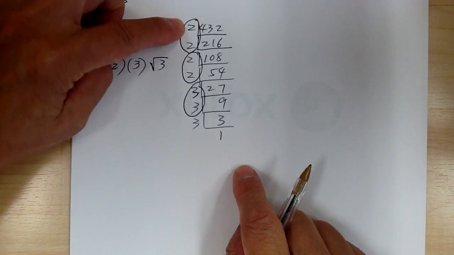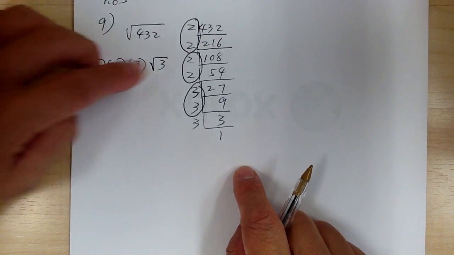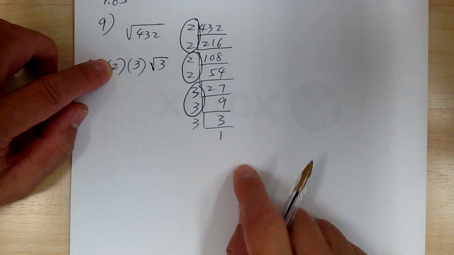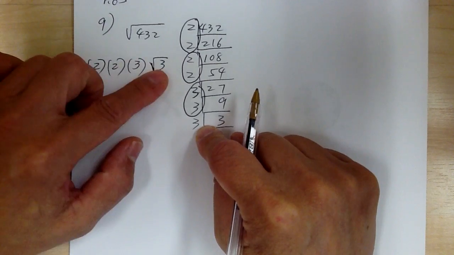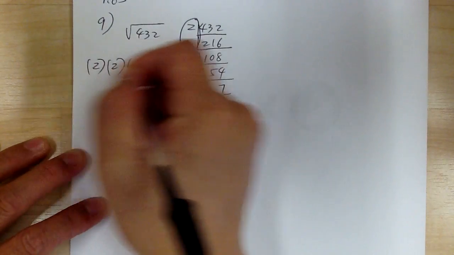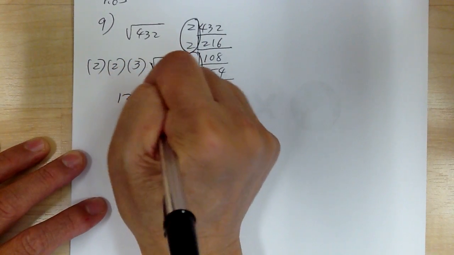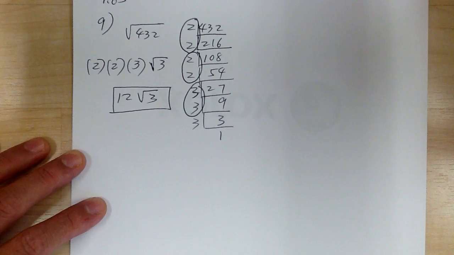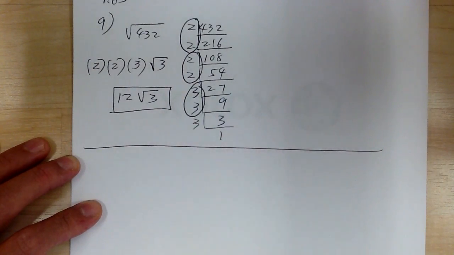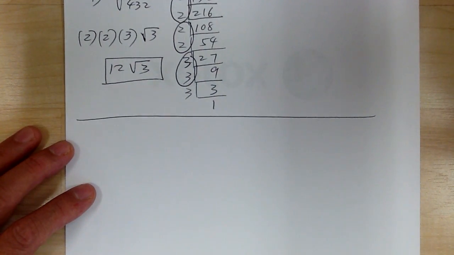Again, 2 radicands make 1 integer. 2 radicands make 1 integer. 2 radicands make 1 integer. 1 radicand cannot, so it stays inside. Then you multiply out, you get 12 square root of 3, and that's your answer. Right? 2 times 2 is 4, times 3 is 12, and that's your answer. Okay, so let's do a couple more.